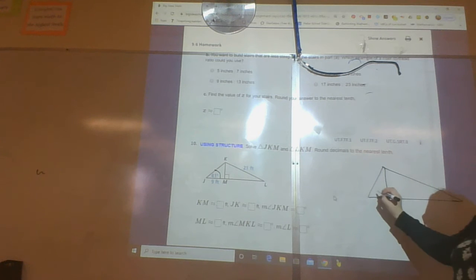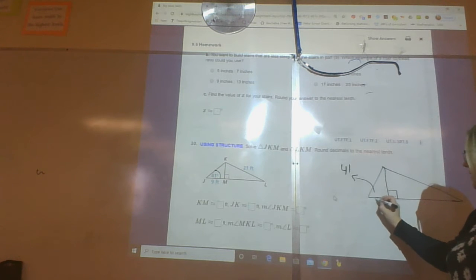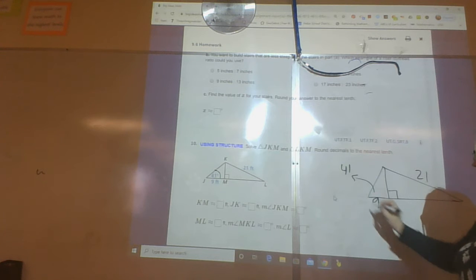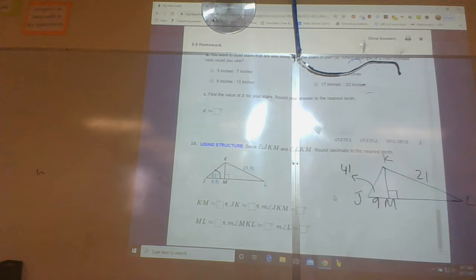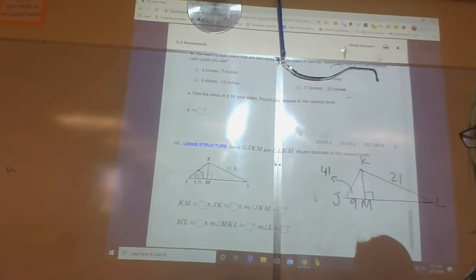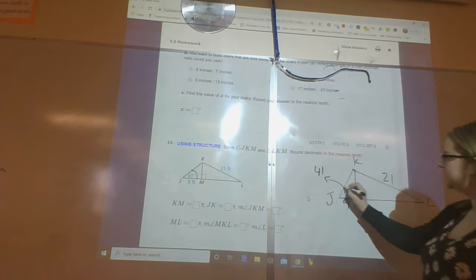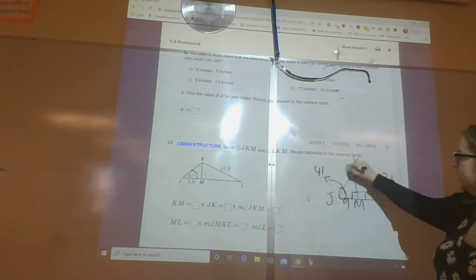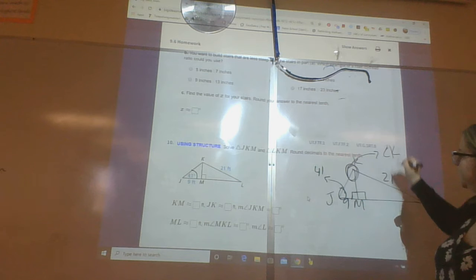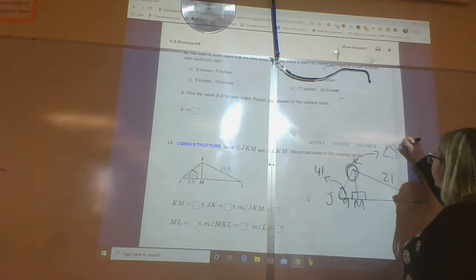So it says that angle right there is 41. And then this side length is 9, and this is 21 over here. And we have J, K, M, and L. Hopefully you can see that. There you go. Okay, so first let's find this. We have this angle, and this one has to be a right angle because this other one is. So we want to find this angle here, angle K, or in this one, it calls it JKM. So this is angle JKM.